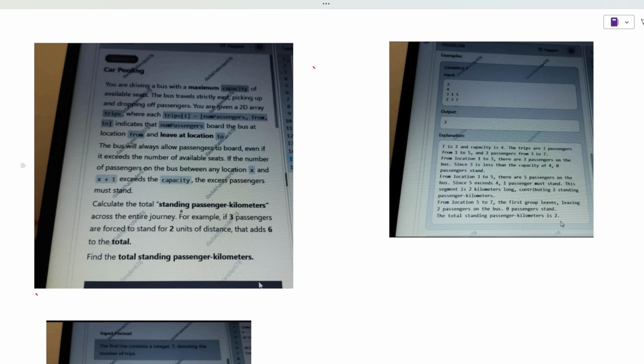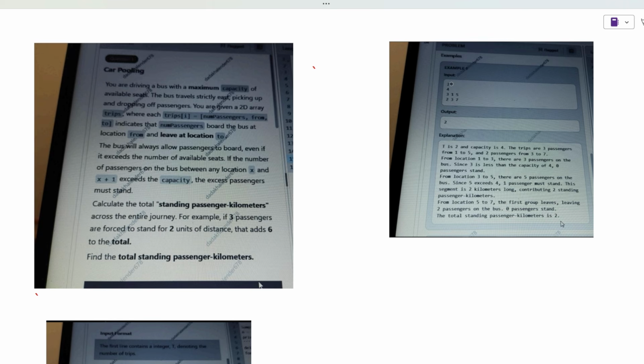Calculate the total standing passenger kilometer across the entire journey. For example, if 3 passengers are forced to stand for 2 units, then it adds up to 6. It means passengers multiplied by the number of units of distance, that is 3 into 2 is 6. Find the total standing passenger kilometer. Simple. Now let's see the input and output.